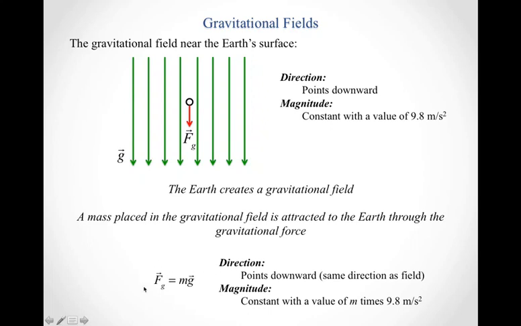So we know the gravitational force now points downwards because the gravitational force and the gravitational field are going to point in the same direction. And the magnitude of the gravitational force says, well, whatever your test mass is, multiply that times the magnitude of the gravitational field, which in the case of the Earth is 9.8 meters per second squared.